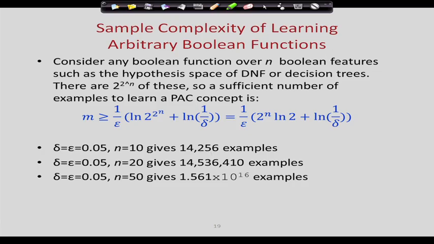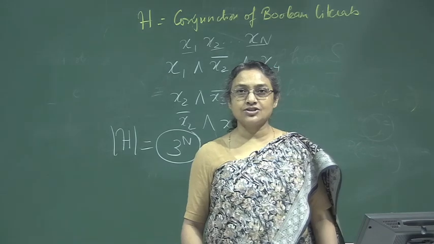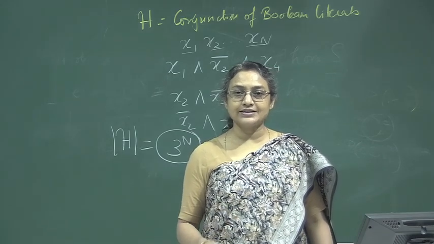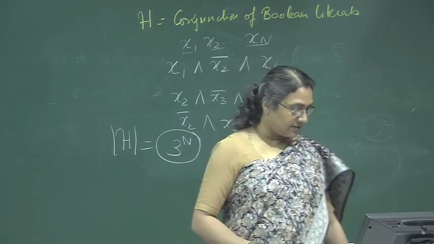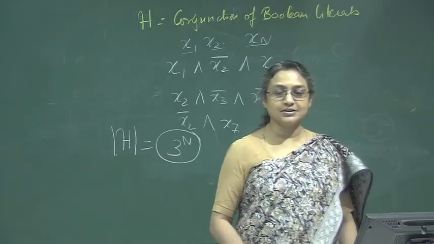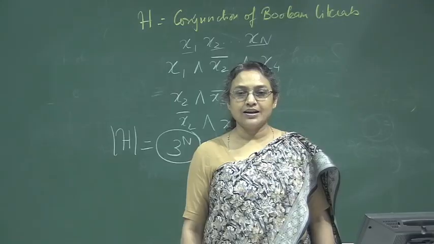14,256 examples. But if n equals 20, you require 14.5 million examples, and if n is 50, you require 1.56 times 10 to the power 16 examples. So, if the number of attributes is large, the number of examples required is exponential in n, which makes this problem infeasible. With this, we stop today. Thank you.